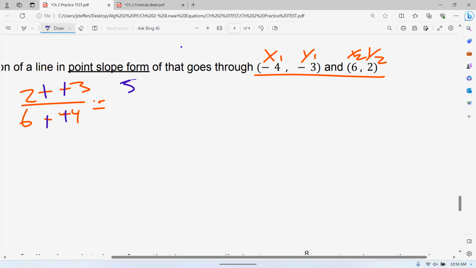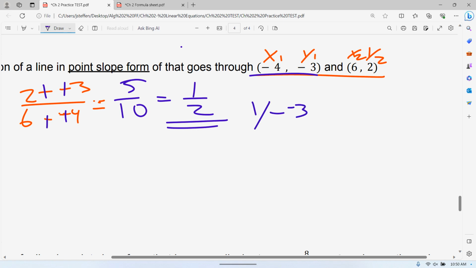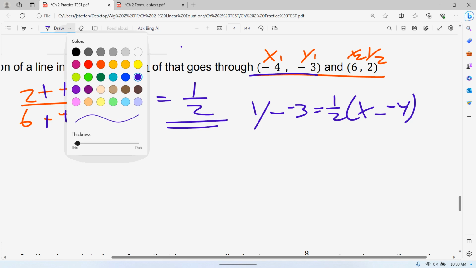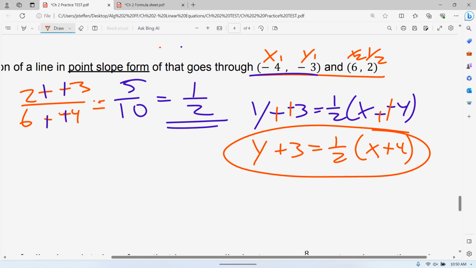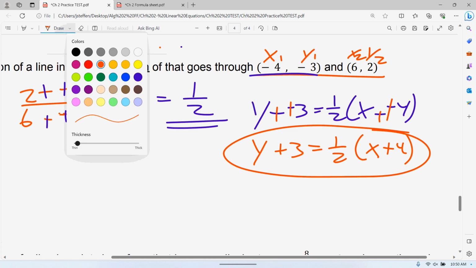It doesn't matter which one of these you pick. I always pick my first one. We have y minus negative 3 is equal to 1/2 times x minus negative 4. So those are plus, so we have y plus 3 is equal to 1/2 times x plus 4. That's also the same thing by using this other point. So that would be y minus 2 is equal to 1/2 times x minus 6. Either of those will work.